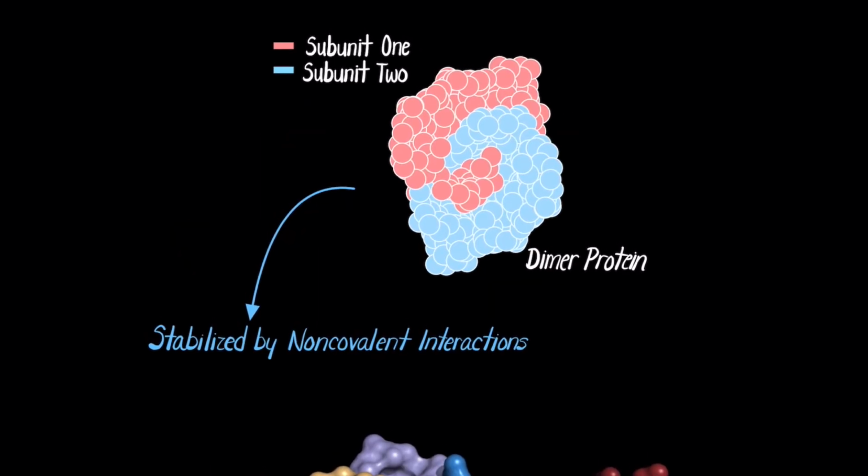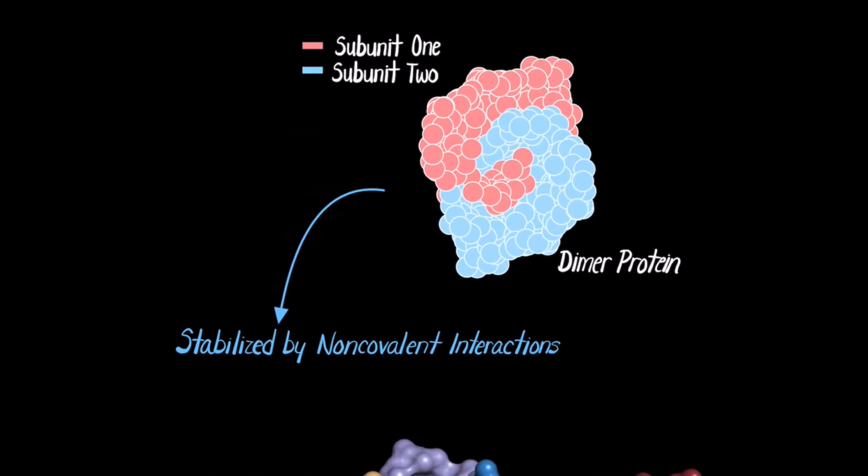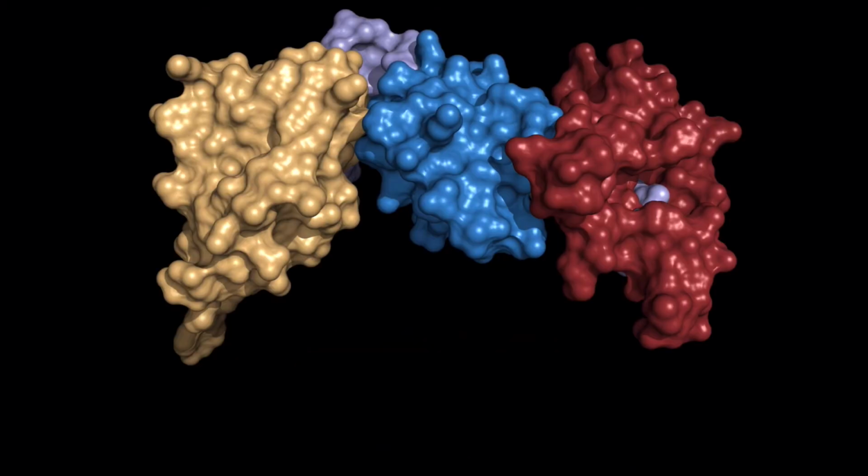Quaternary structure is simply when multiple polypeptide chains come together to form an oligomer, which refers to just multiple polypeptide chains. And these subunits are held together by non-covalent interactions. Right here we see an oligomer. This is actually a tetramer, meaning there's 4 subunits: 1, 2, 3, and 4.